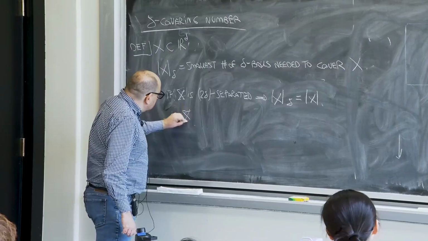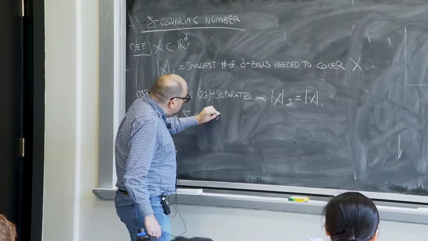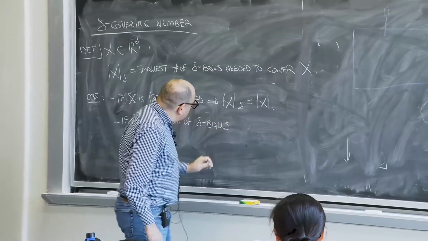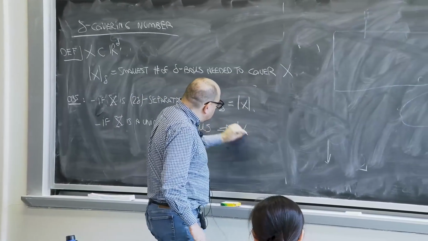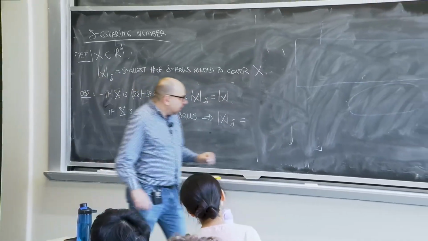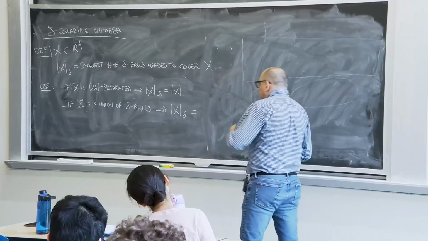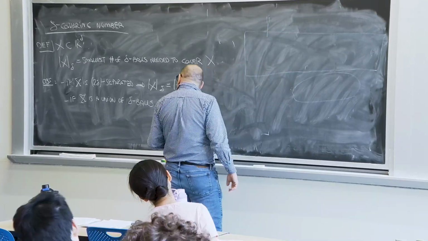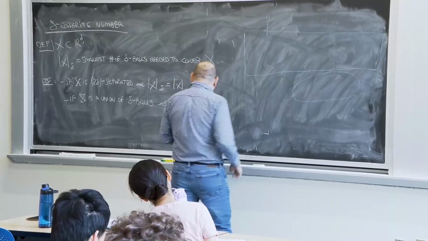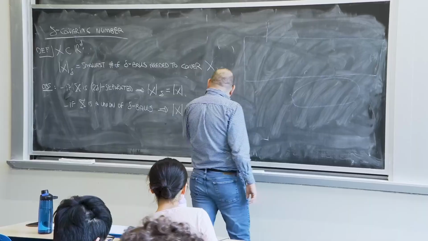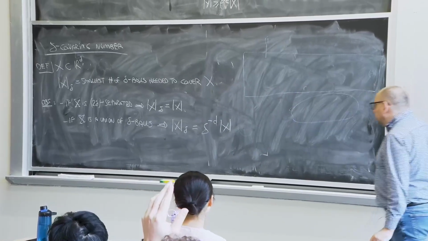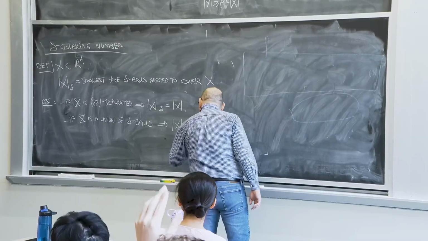So if the set is delta separated, it's morally just the cardinality. If X is a union of delta balls, then the delta covering number is, well, you use the balls to cover the set. You need to normalize to pass between measure and counting how many balls there are. So I think this should be delta to the minus d, where d is the ambient dimension where X lives, times the Lebesgue measure of X. Did I get this right? And it's not actually equal, it's comparable.